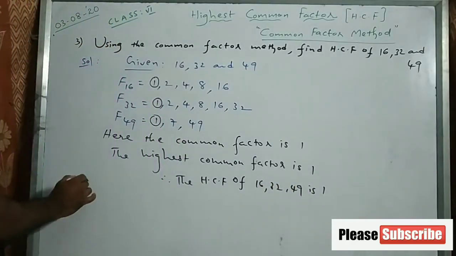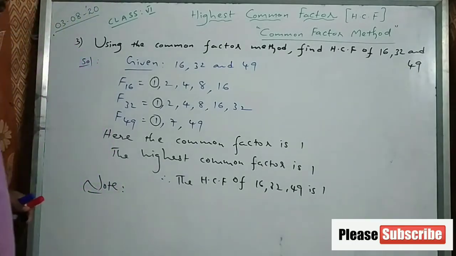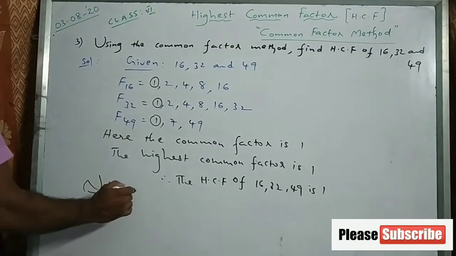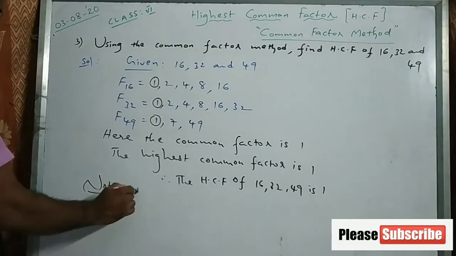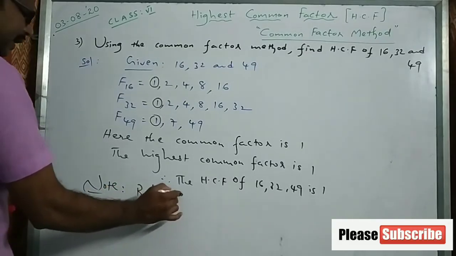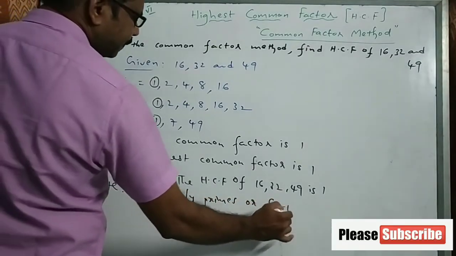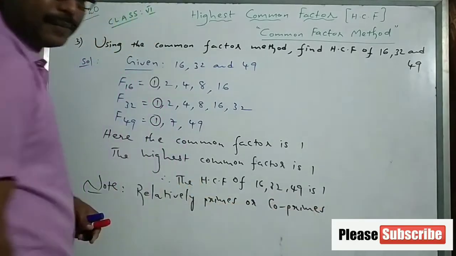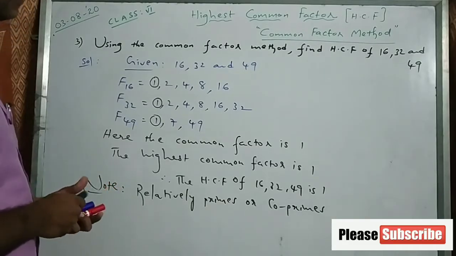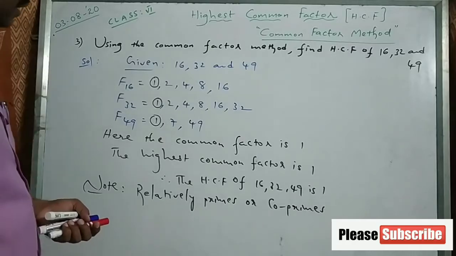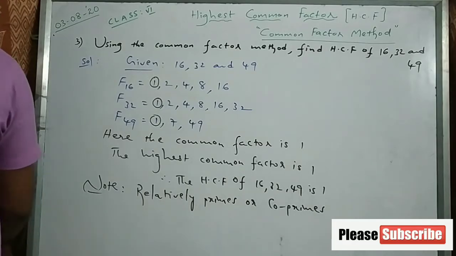Under note you can make this point: if the highest common factor is 1, then such numbers are called relatively primes or co-primes. If the HCF of given numbers is 1, then we say that they are called relatively primes or co-primes. We will see one more problem.